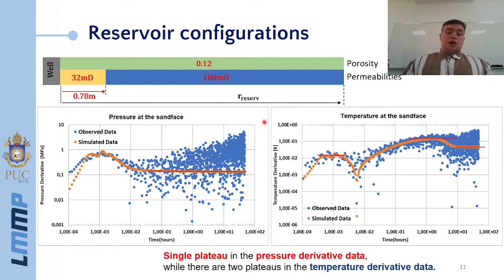And analyzing the log-log derivative plot, we can observe that pressure has a single plateau, which indicates a single permeability level, and the temperature has two plateaus, which indicates two permeability levels. Here in blue is the observed data, in which it is not possible to observe those plateaus.